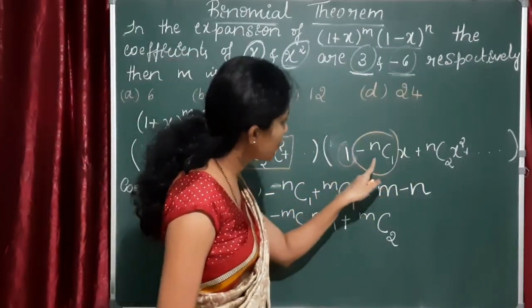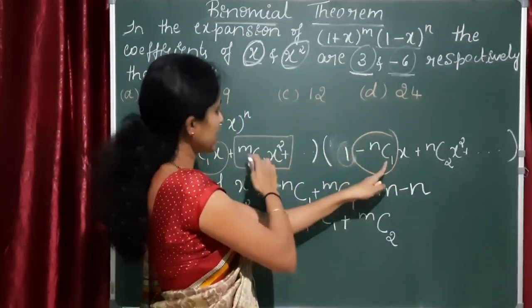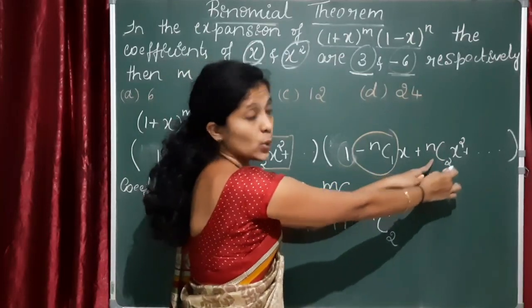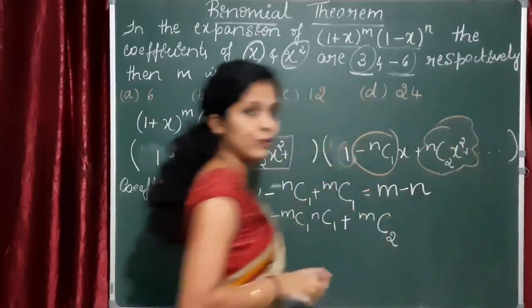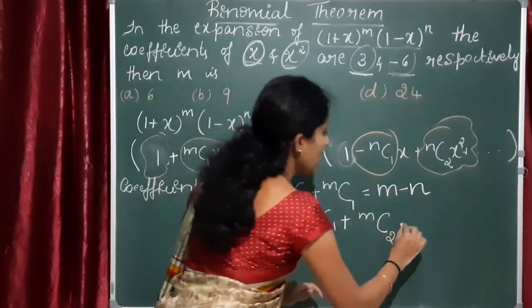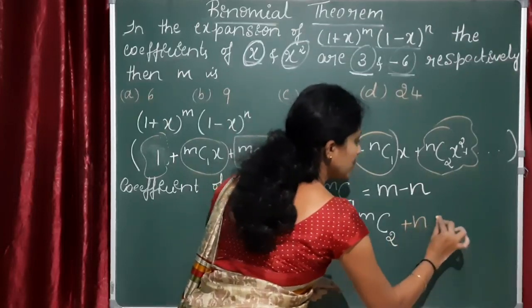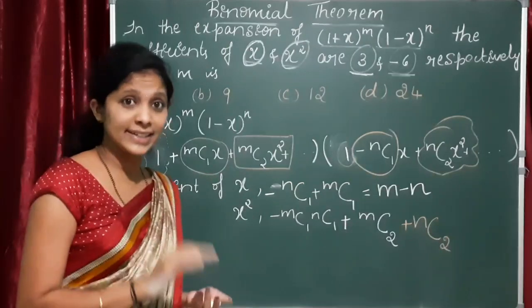Now here, if you multiply this with this one, nc1 into this, we have done. With this, nc2 x square, this one, nc2 x square. If you multiply with this one, I'll get the x square term. So it will be plus nc2. Is it clear? I hope you people are understanding the problem.